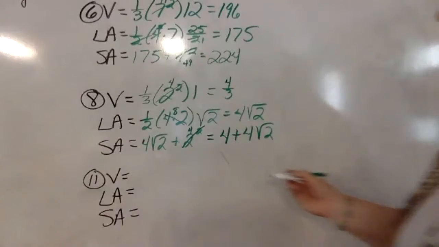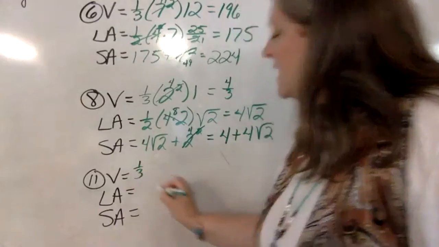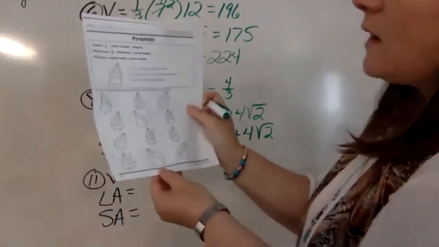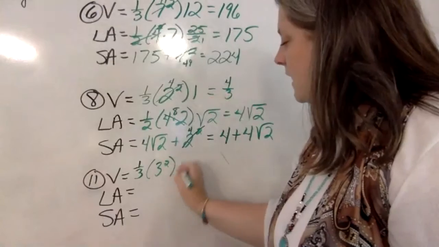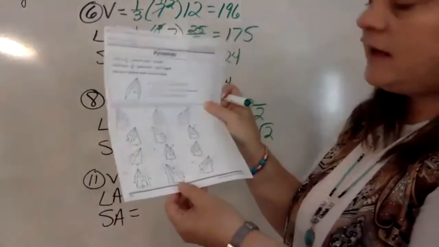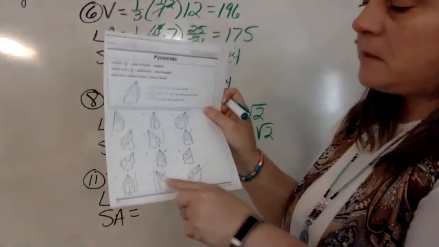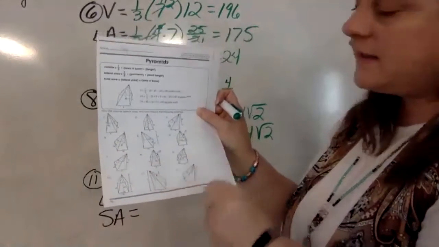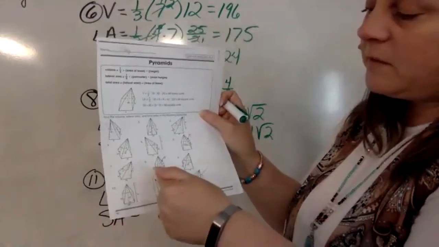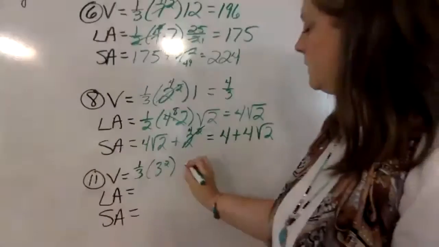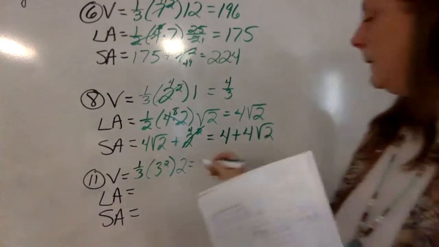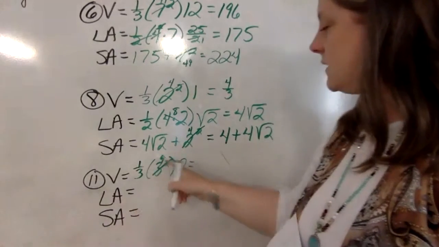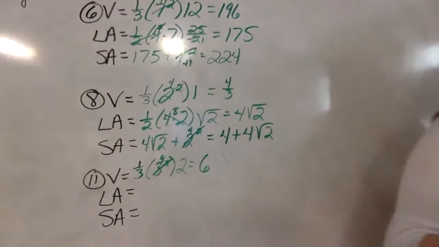For number 11, we have 1/3 times the area of the base. If you look at the square, it is a 3 by 3 square. So 1/3 times 3 squared times my height of the entire pyramid. It's not the fraction one because that's pointing to this height on the triangle on the side. It's the one that's showing straight up and down from the vertex to the base, which was 2. So I have 1/3 times 3 squared times 2. So 3 squared is 9. 1/3 of 9 is 3, so 3 times 2 is 6. So its volume is just 6.